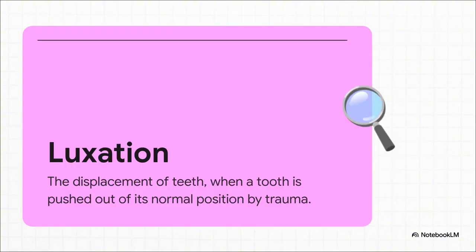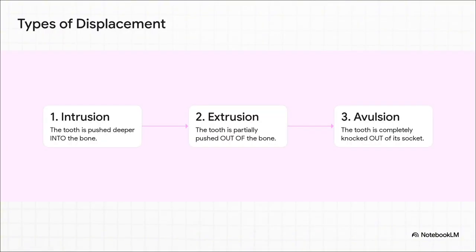Now, sometimes a tooth isn't actually broken, but it's been knocked out of place. The fancy term for this is luxation, and it's all about displacement. And as you'll see, a tooth can get displaced in a few very different ways. So this slide really breaks it down nicely. There are 3 main ways a tooth can go.